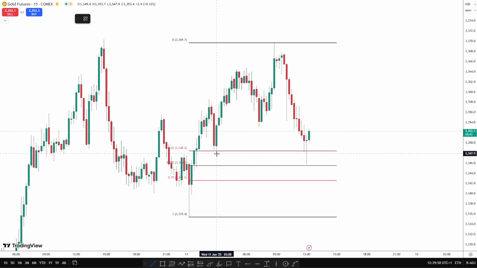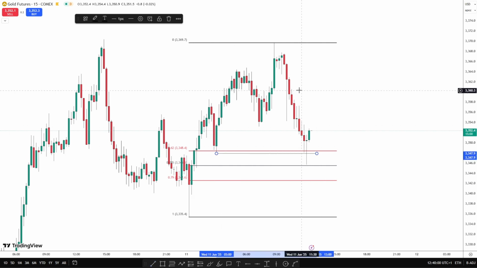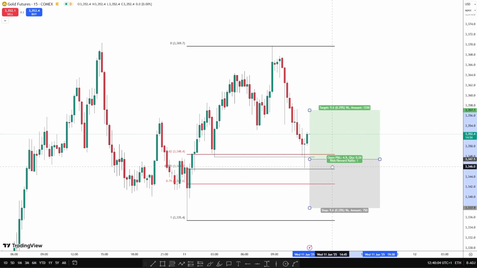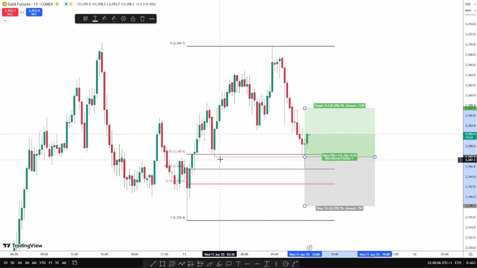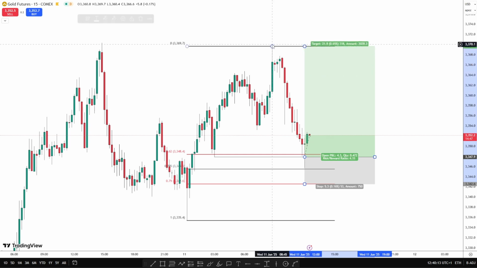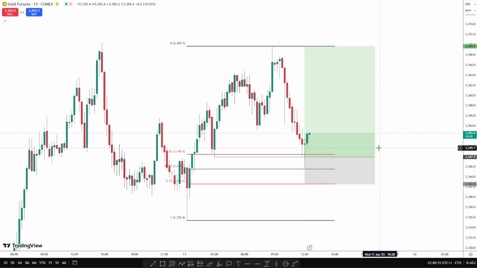So you could have potentially caught a turtle soup entry after sweeping this low. As you can see, key entry point as soon as price taps in, as soon as price sweeps this low, stop loss below the zone, targeting higher price. As you can see, price is currently moving in our favor. This would have been a great trade, great entry point.